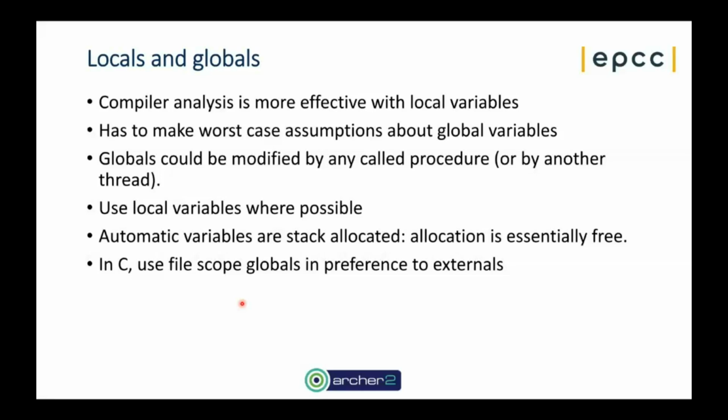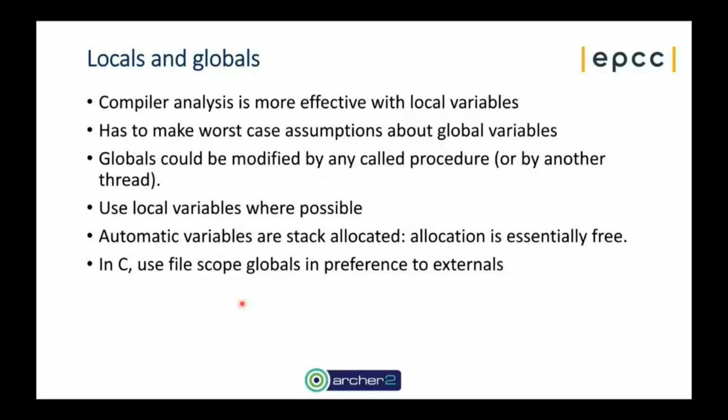So it likes local variables rather than global variables. And so if you can refactor your code to get rid of global variables, so things that are created and defined in one place but used in many places of the program, then that can help the compiler do more optimization.